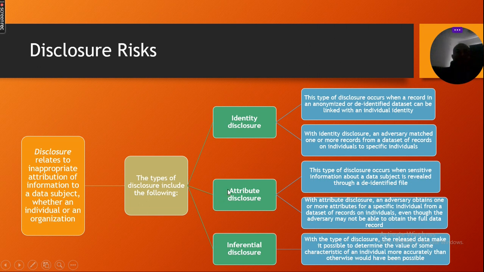The second type of disclosure is called attribute disclosure. This type of disclosure occurs when sensitive information about a data subject is revealed through de-identified files. Very sensitive information is revealed. That's called attribute disclosure. The third one is inferential disclosure. This type of disclosure occurs when released data make it possible to determine the value of some characteristic of an individual more accurately than would otherwise be possible.